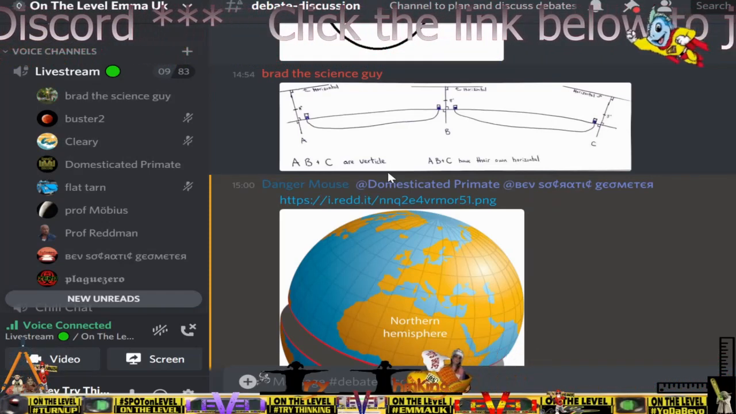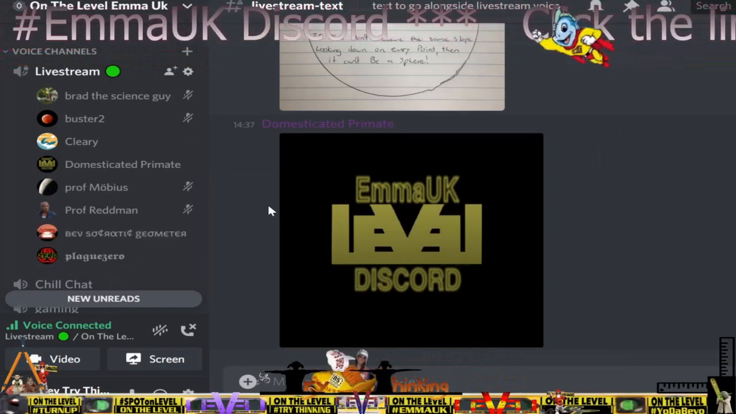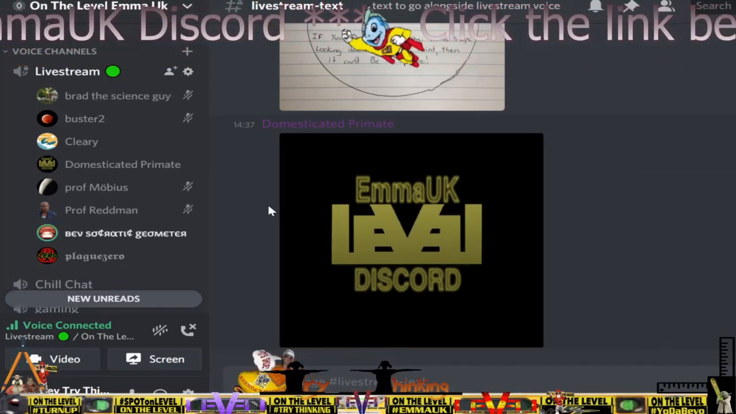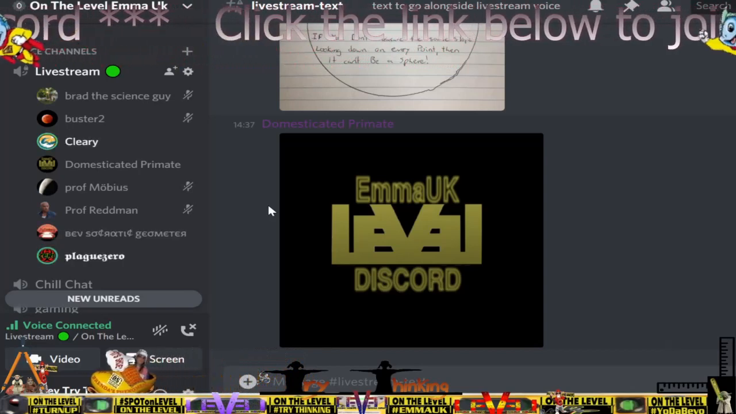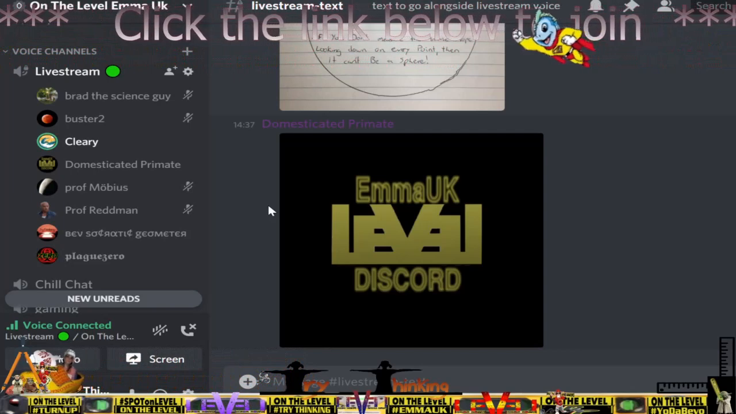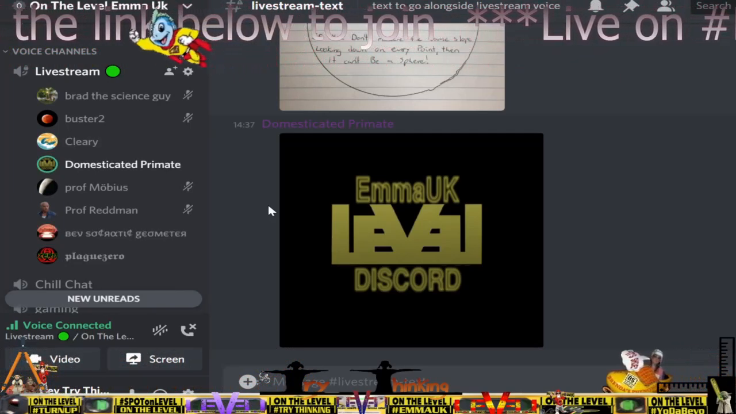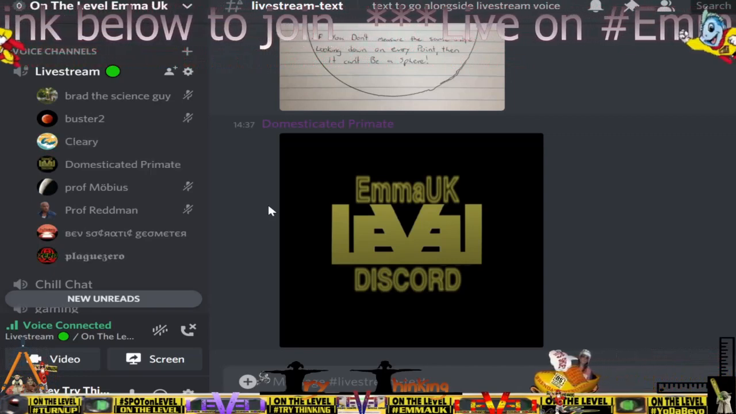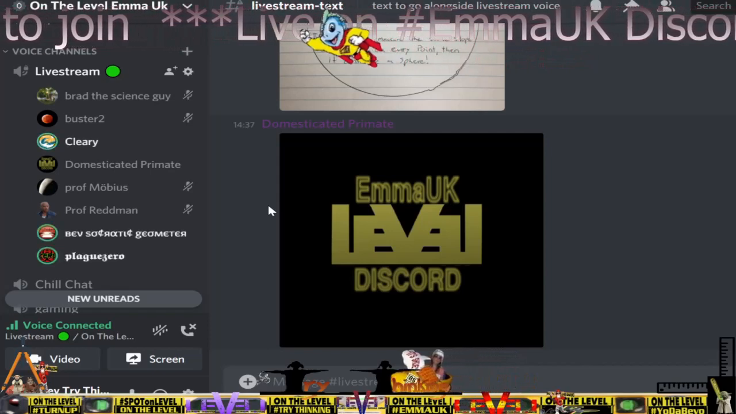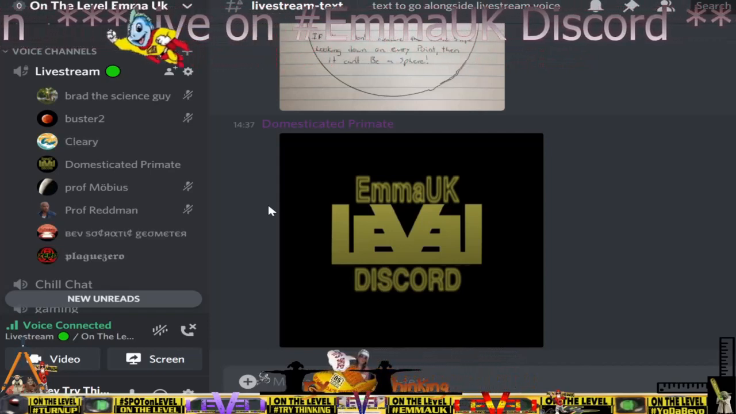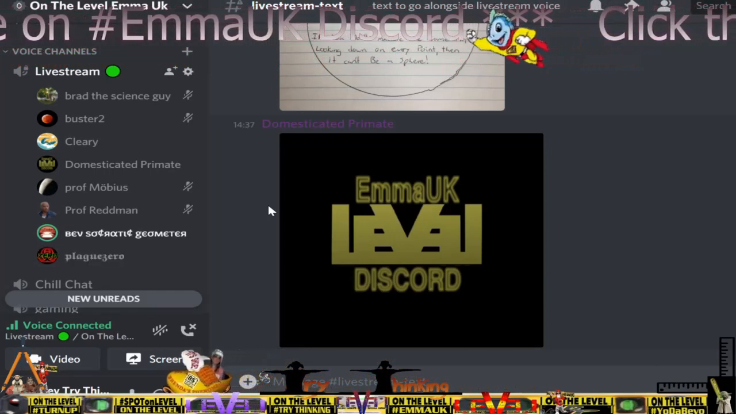Okay. Has everybody checked out the new MEUK Discord logo? Yeah, that looks really good. That is the logos of logos. It looks like a Space Invader, with the arms going up and down.